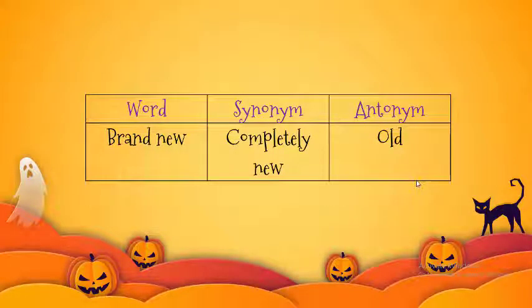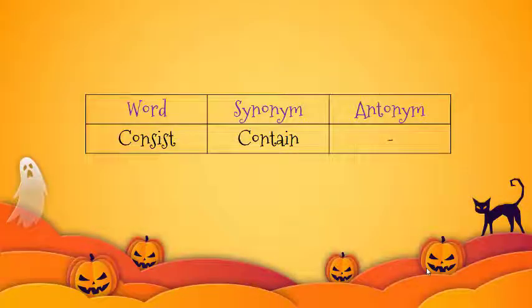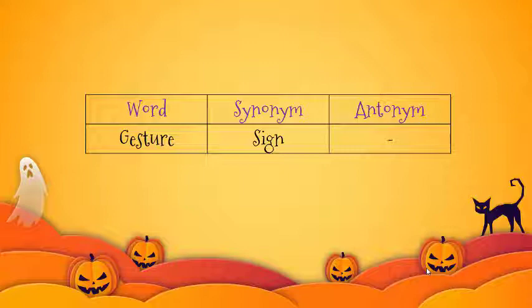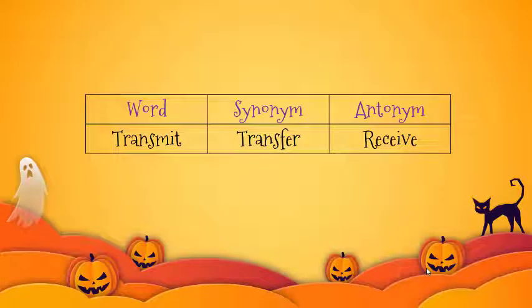Brand new. The synonym of brand new is completely new, but the antonym is old. Consist. The synonym of consist is contain. Refusal. The synonym of refusal is rejection, but the antonym is approval. Gesture, and the synonym of gesture, sign. Transmit. The synonym of transmit is transfer, but the antonym receive.